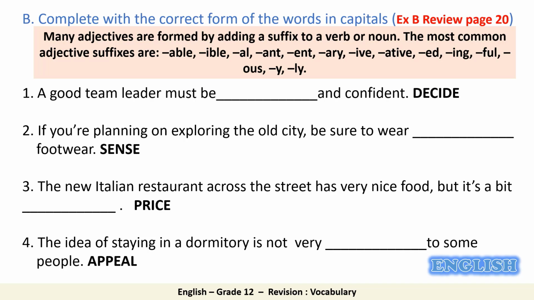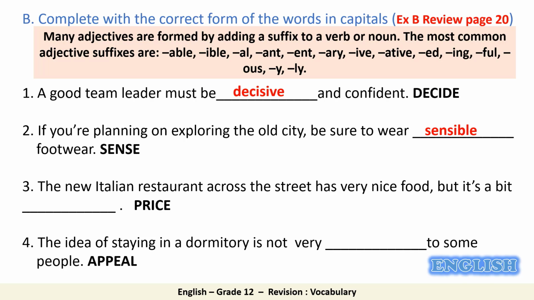Number 1. A good team leader must be decisive and confident. As you can see, the word written in capitals is decide, which is a verb. In order to form an adjective, we have to add a suffix to the verb decide. Excellent. Number 2. If you're planning on exploring the old city, be sure to wear practical footwear. The footwear you should wear is practical or sensible.